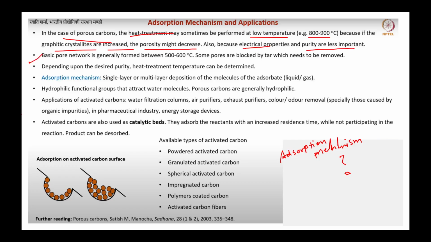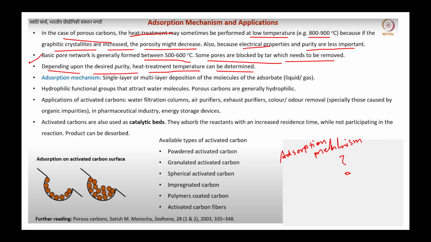Basic pore networks are generally formed at what temperature? This question can be asked, and the answer is around 500 to 600 degrees centigrade. Some pores are blocked by tar, which needs to be removed. So, in order to get more porosity, you have to remove this tar, which blocks the pores. Depending upon the desired purity, the heat treatment temperature can be determined.